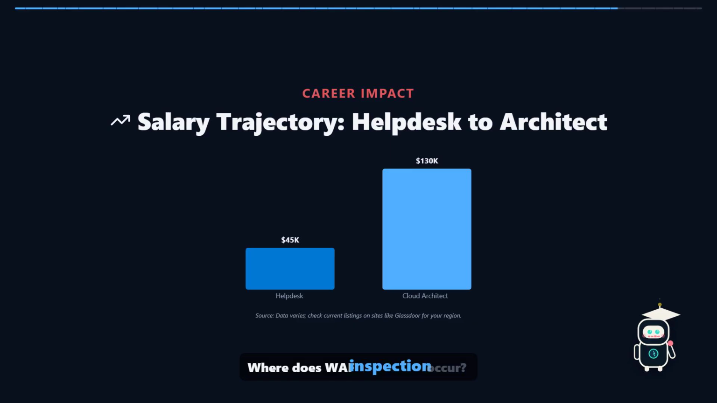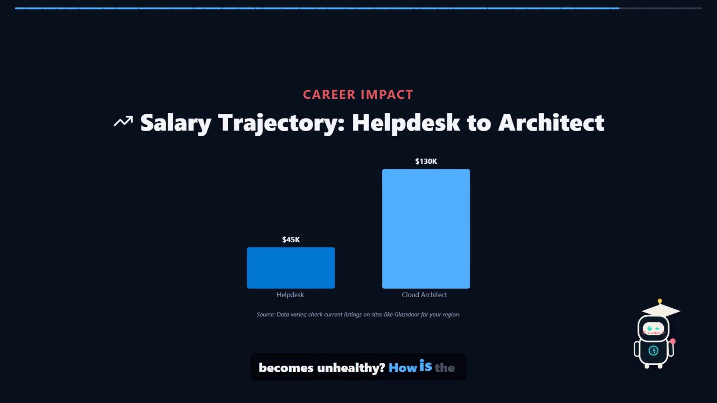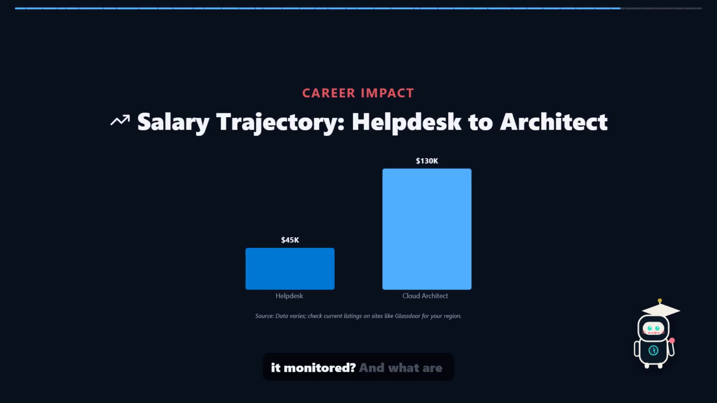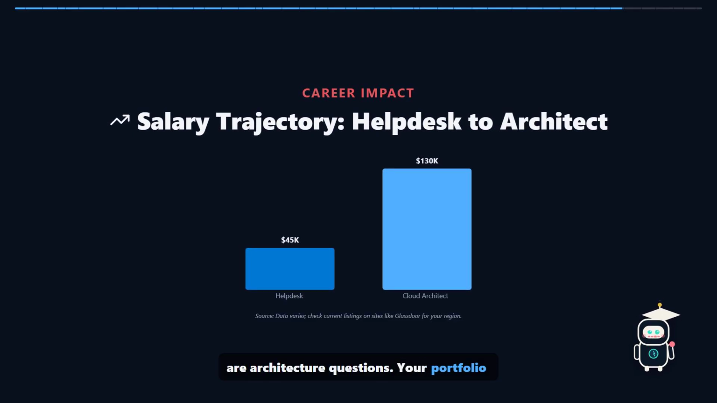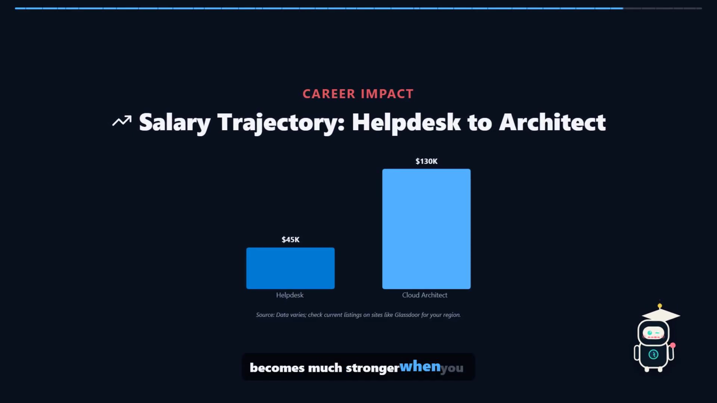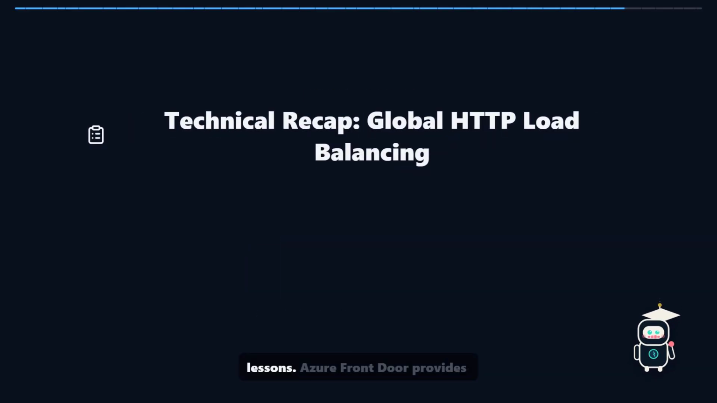Where does WAF inspection occur? What happens when an origin becomes unhealthy? How is the environment deployed consistently? How is it monitored? And what are the major cost drivers? Those are architecture questions. Your portfolio becomes much stronger when you can explain not only what you deployed, but why you designed it that way. Let's lock in the technical lessons.